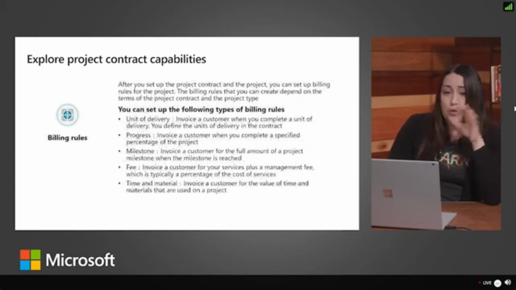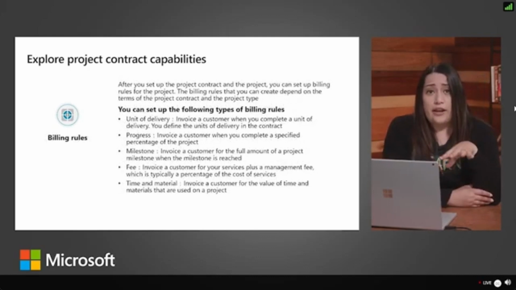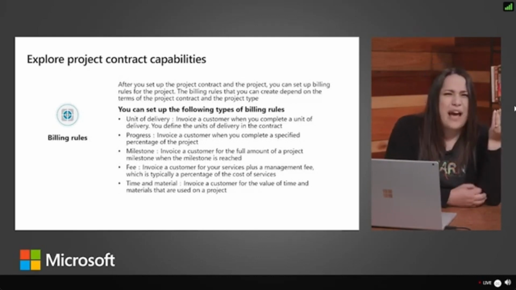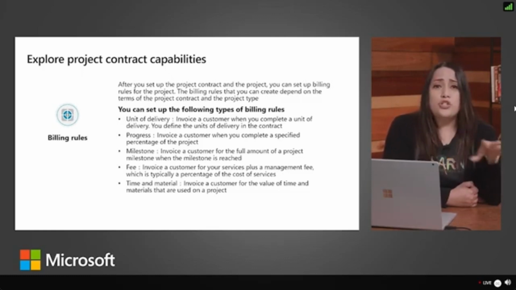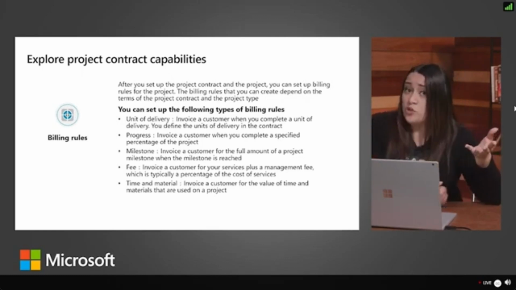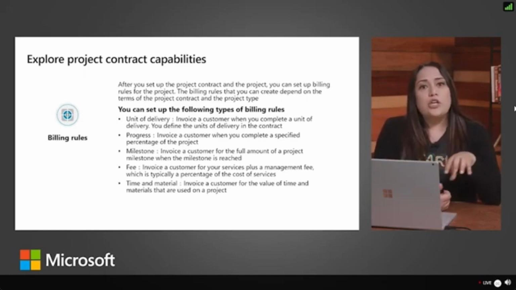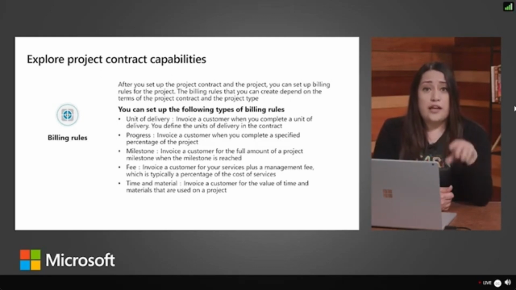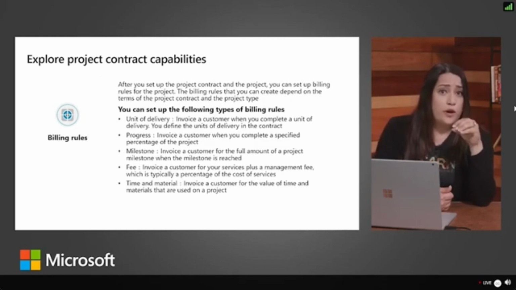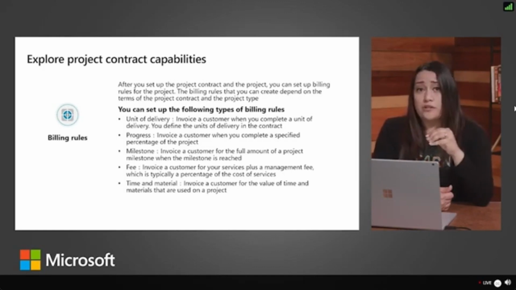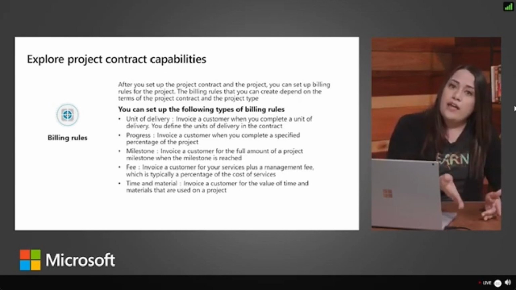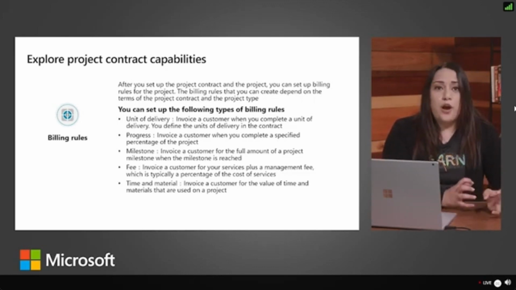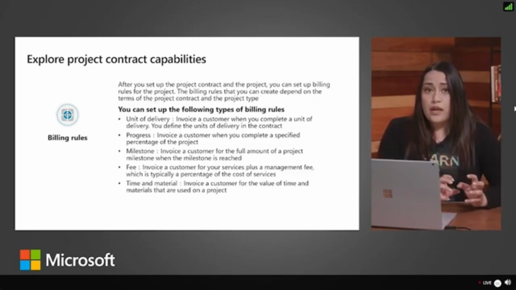Now, no matter what type of project you're creating, actually minus internal or time projects, you're going to be negotiating a contract. And when you negotiate a project contract with a customer, you define how and when you can invoice the customer for the work that you do. After you set up the project contract and the project itself, this is where you can set up the billing rules for that project. Now, when it does come time for you to invoice the customer, the amount to invoice for the project is going to be based on the billing rules, and the project invoice proposal is going to be generated.